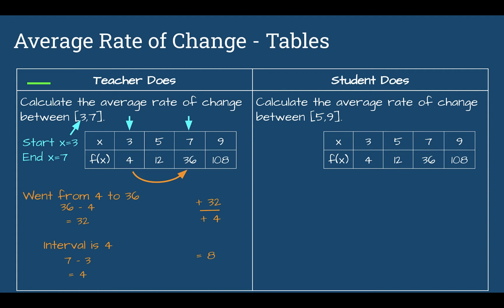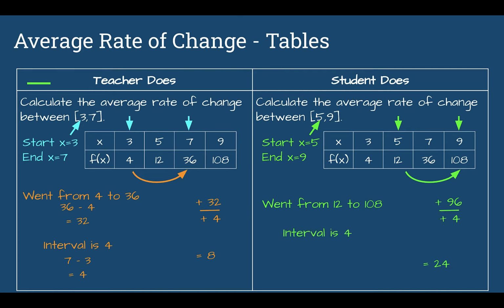Now it's your turn. Pause the video. Calculate the average rate of change for this table between 5 and 9. Let's check. You should have got your average rate of change was equal to 24. So we're starting at 5, ending at 9. Those two columns. It went from 12 to 108, which is an increase of 96. And it took 4 units to get there. The interval was 4. So 96 divided by 4 is 24.